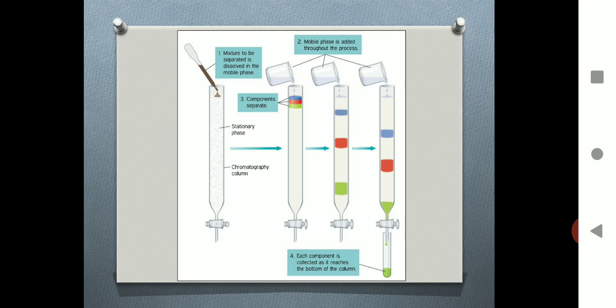The very first component which moves downward will be the one which is least strongly adsorbed on the surface of the adsorbent, and the last one to come out of the chromatographic column will be that component which is more strongly adsorbed on the adsorbent. That is how we can separate the components of a mixture and purify them.